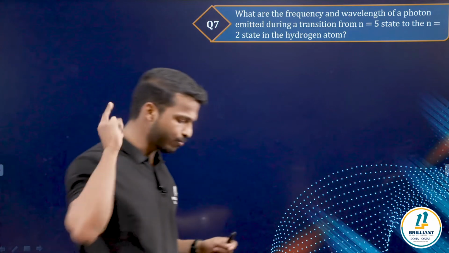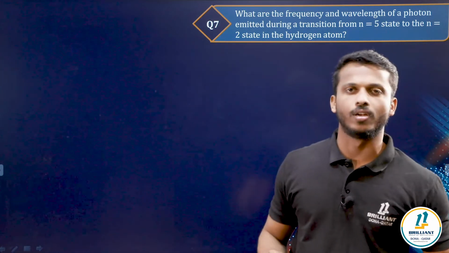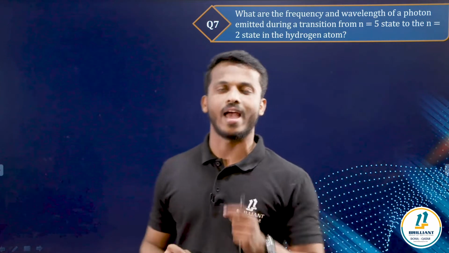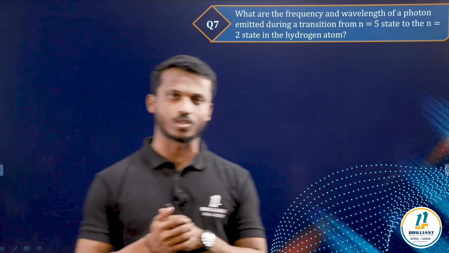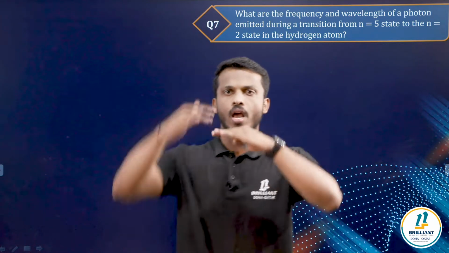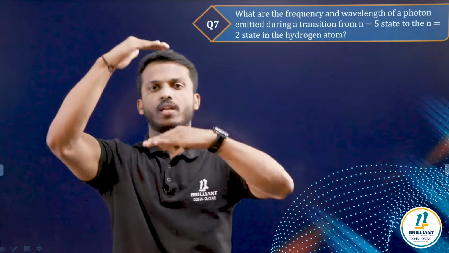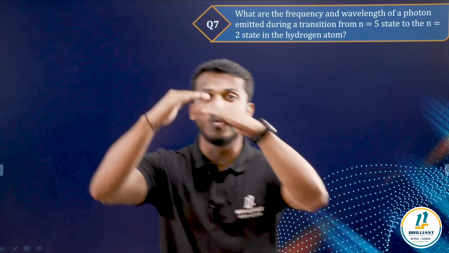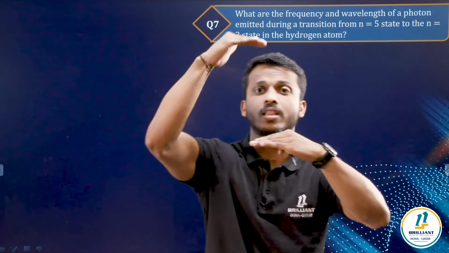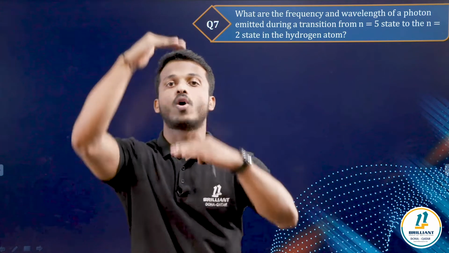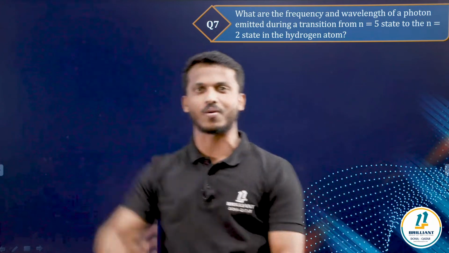Clear all of you? If so, what is the equation to calculate frequency and wavelength? Direct equation is not there. First we have to calculate the energy difference between these two levels. What is the energy difference between this 5th level and the 2nd level that we want to calculate?